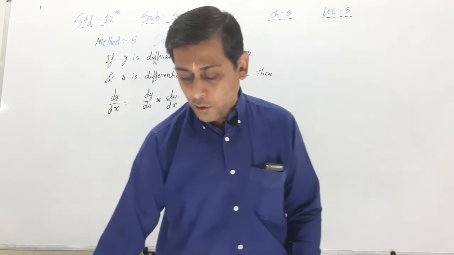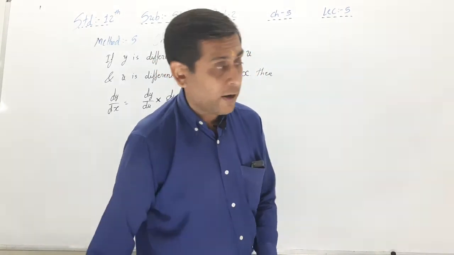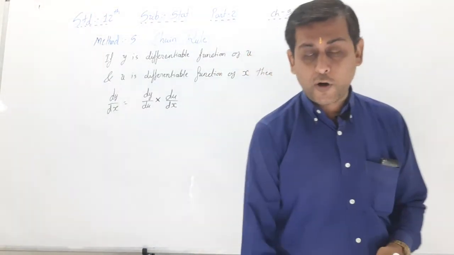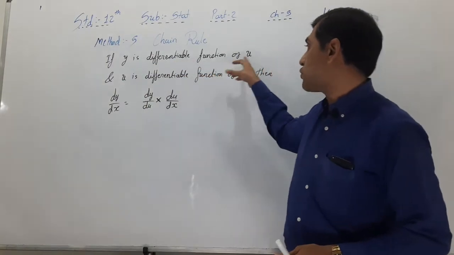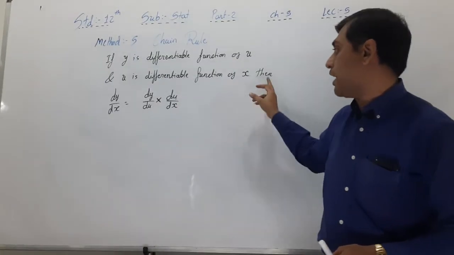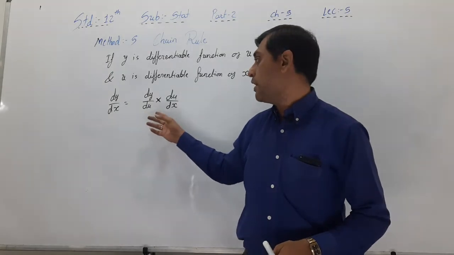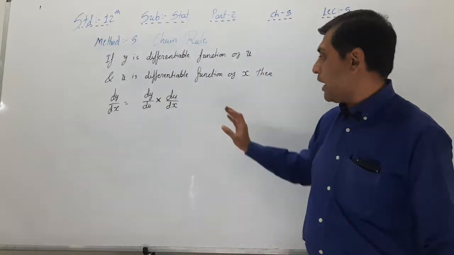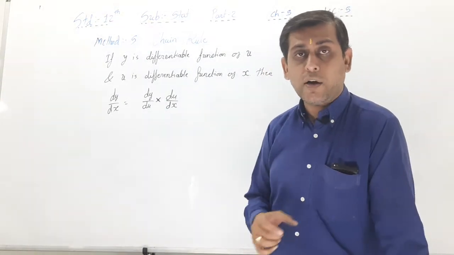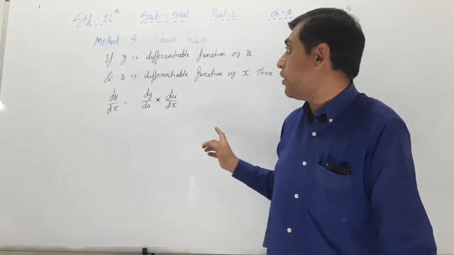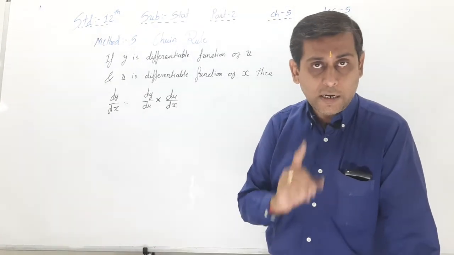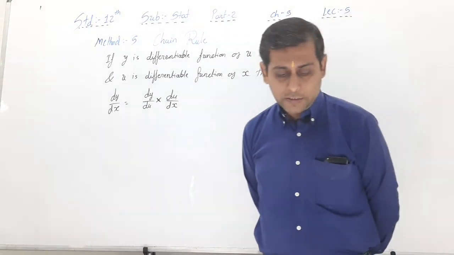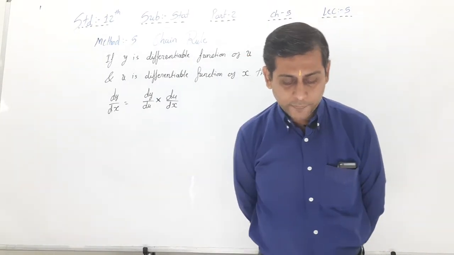See, I will explain it here in an example. First of all, write down this, that is your rule, your formula. If y is a differentiable function of u and u is a differentiable function of x, then dy by dx is equal to dy by du into du by dx. This is the formula, and how this formula is used, I will explain with a practical question, that is illustration number 13. Okay, so first of all write this down. Now see illustration number 13.